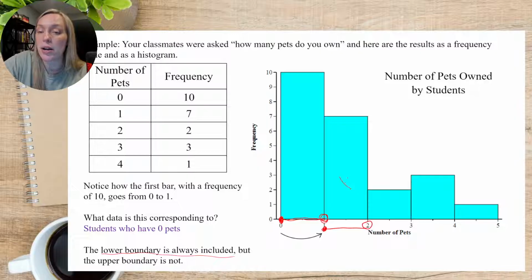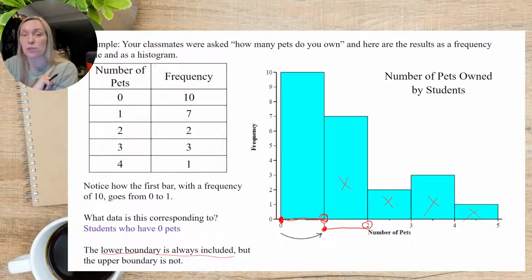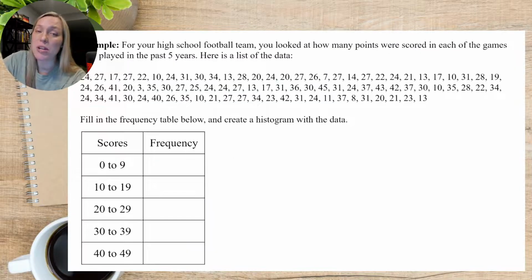So this bar right here represents students who have 1 pet, which are 7. This bar represents students who have 2 pets, 2. Students who have 3 pets, which is 3. And then students who have 4 pets, which is 1 student had 4 pets at home. Okay? So that's how we're going to be reading our histograms.